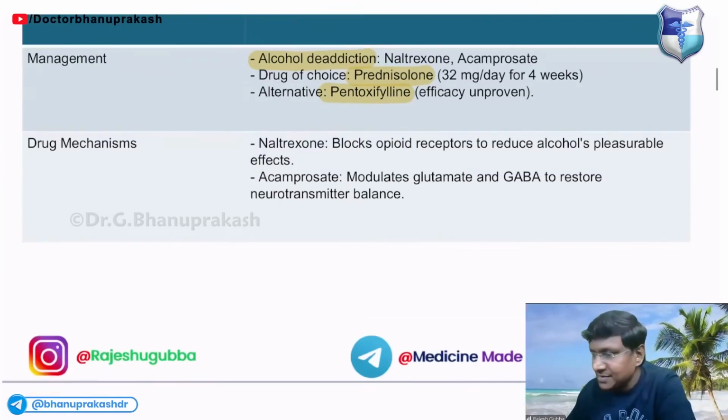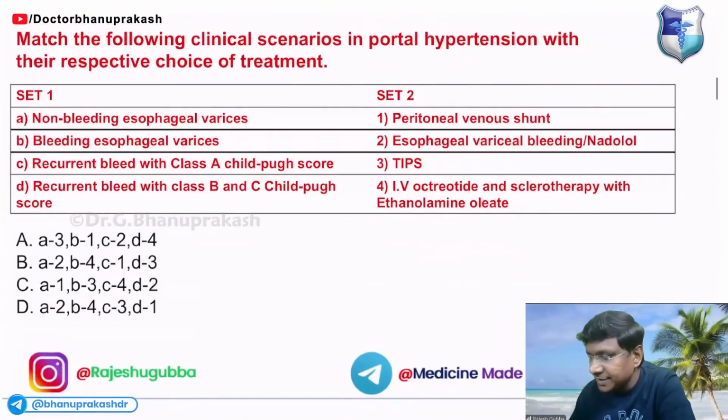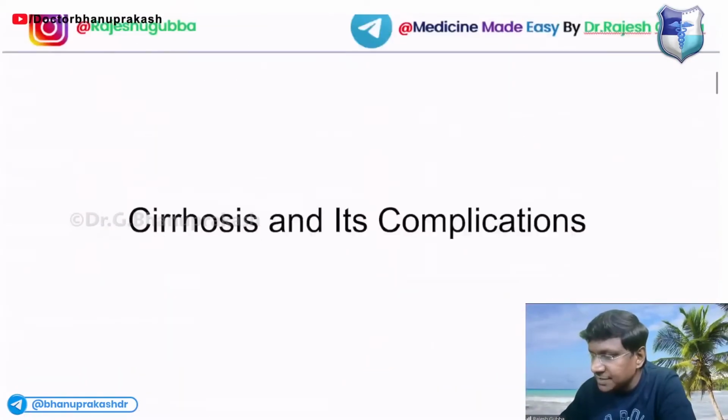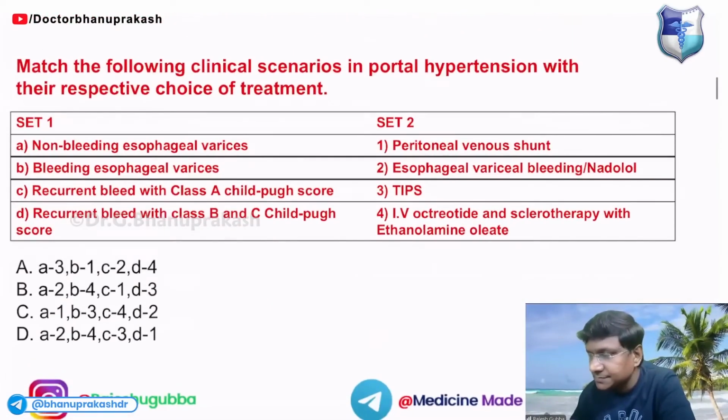Okay? Done. Once we are done with alcoholic hepatitis, now the next topic for discussion will be cirrhosis and its complications.